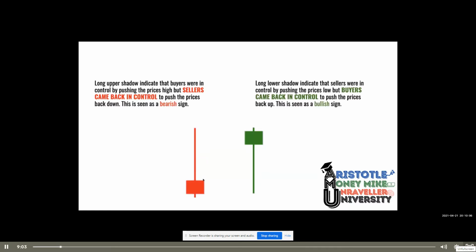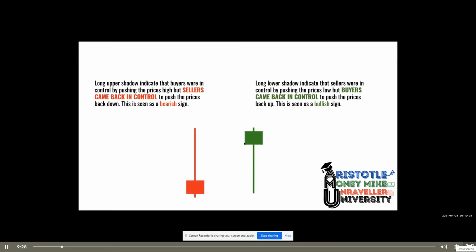So this was a long green candlestick because remember, it opened here, then it was green, but sellers came back to push the prices down. And then when they pushed it down, it went lower than the opening price. It went lower than the opening price and then went as low as here, but closed here, right? And then vice versa here.